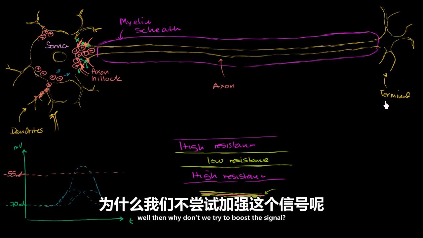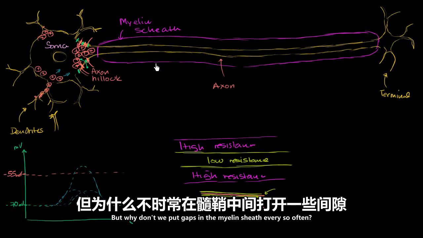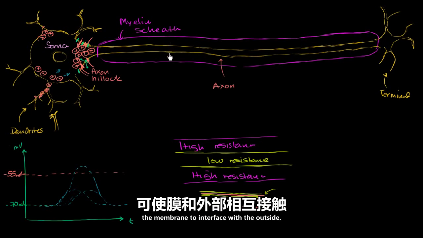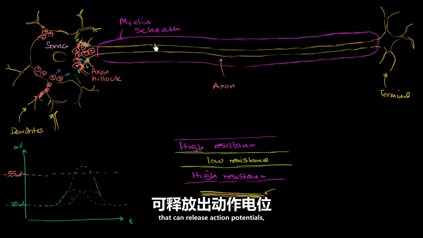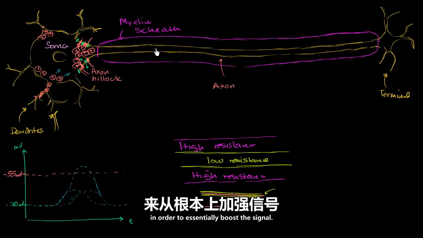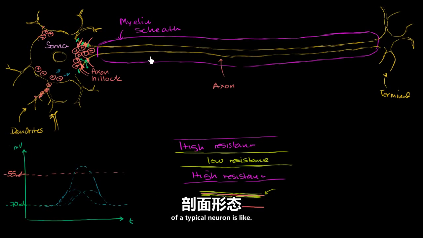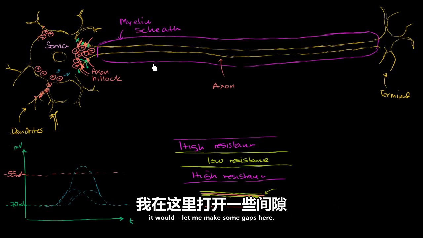So then you say, okay, well, why don't we try to boost the signal? Well, how would you boost the signal? Well, I like having this myelin sheath, but why don't we put gaps in the myelin sheath every so often, and those gaps would allow the membrane to interface with the outside, and in those areas we could put some voltage-gated channels that can release action potentials in order to essentially boost the signal. And that's exactly what the anatomy of a typical neuron is like. So instead of just one big insulating sheath like this, let me make some gaps here.